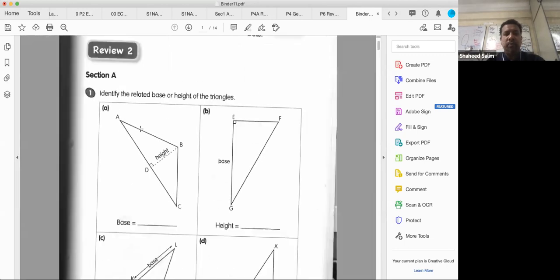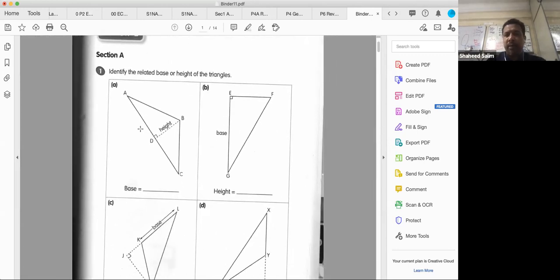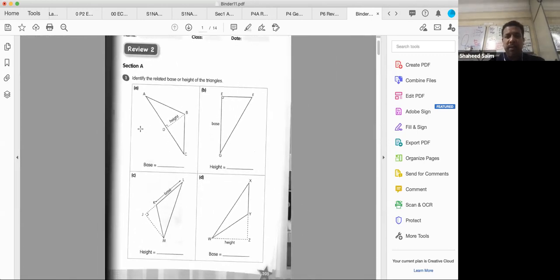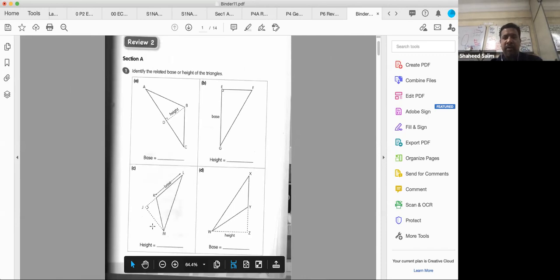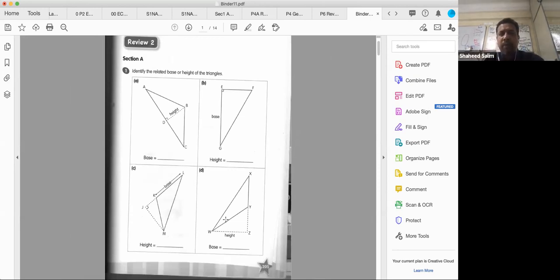Okay. So basically for this one, again, you send me your answers. Do you want to know what's the base for A, what's the height for B, what's the height for C, and what's the base for D? So you can just write, A what, B what, C what, D what. Okay.